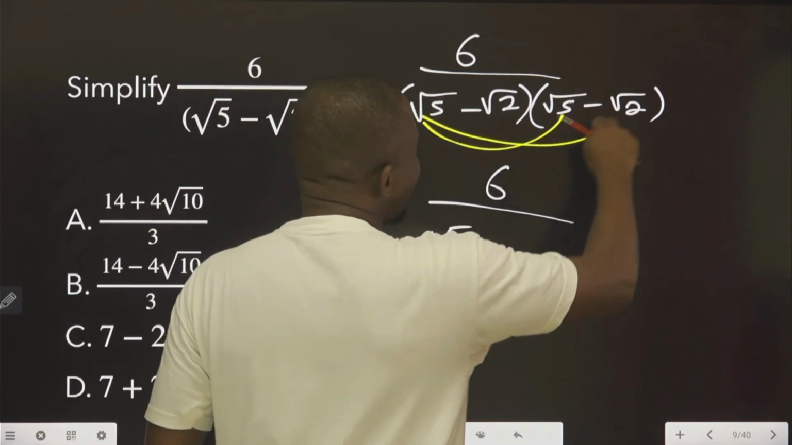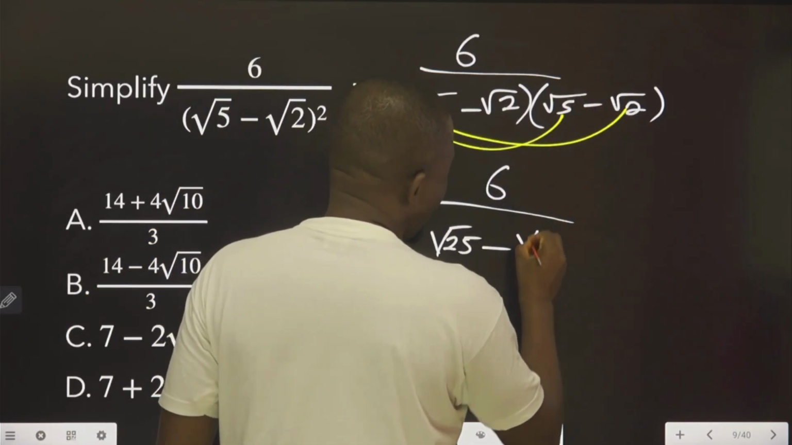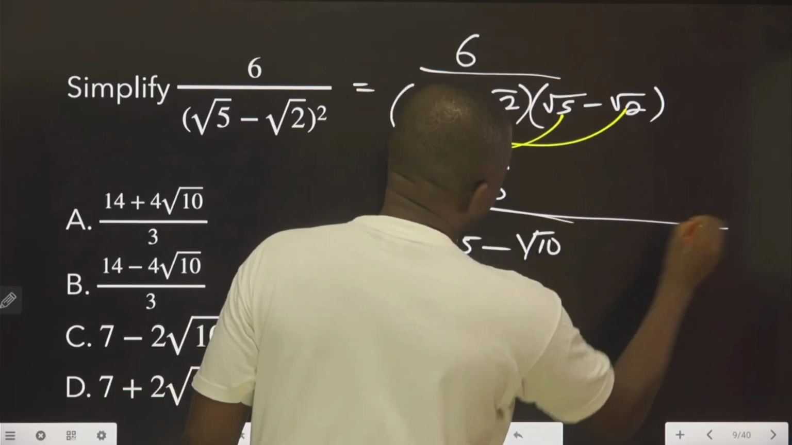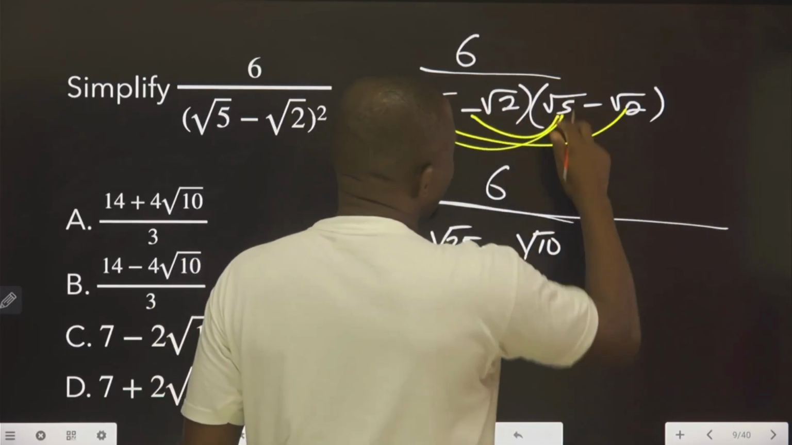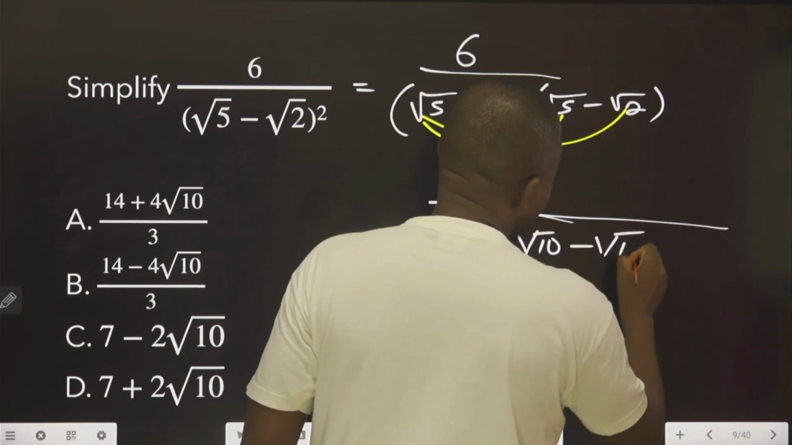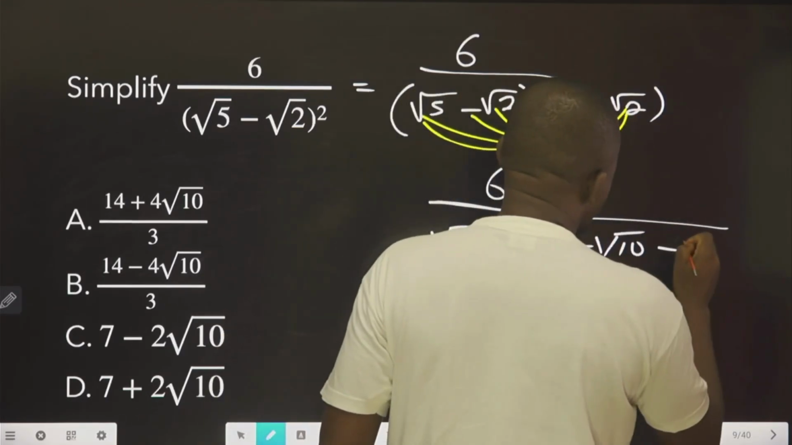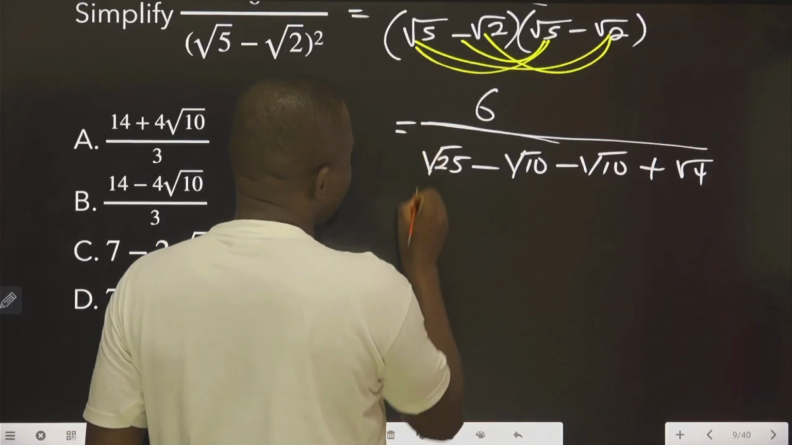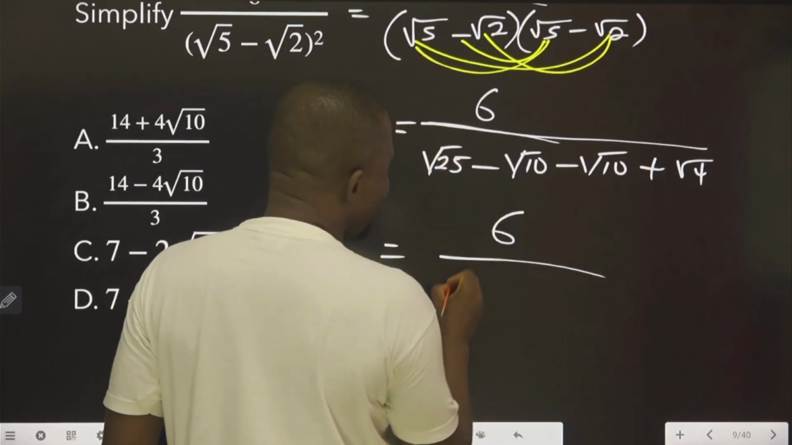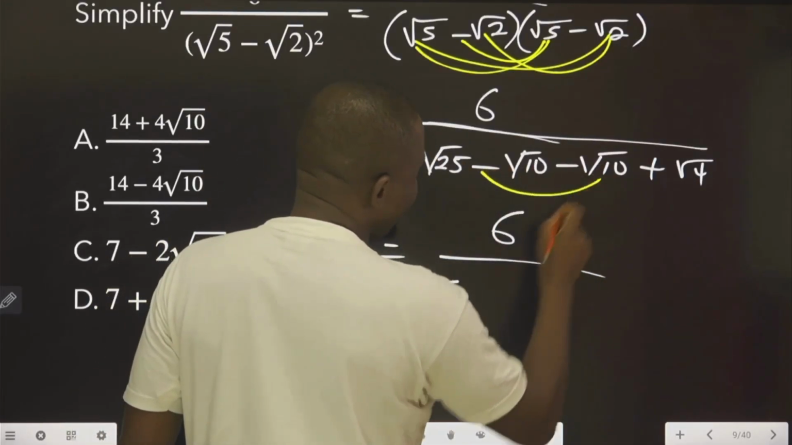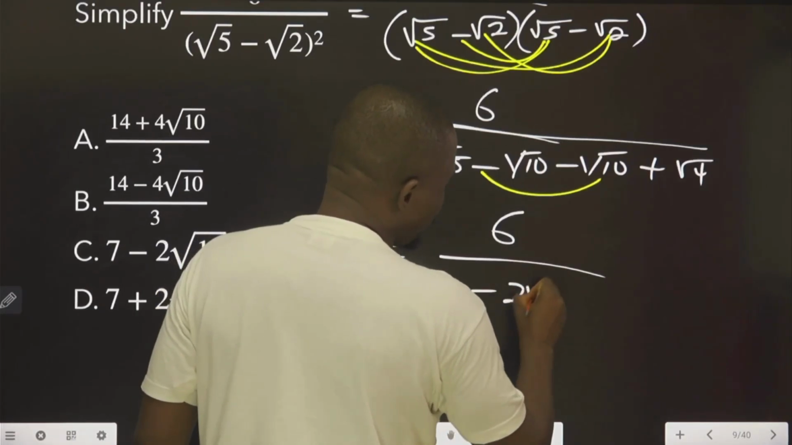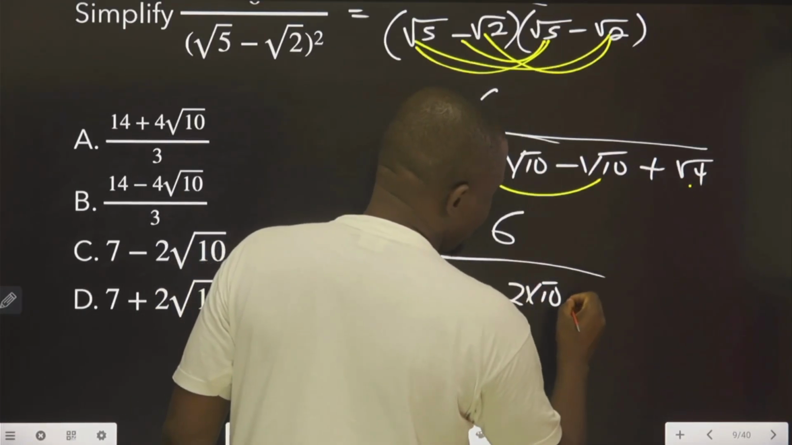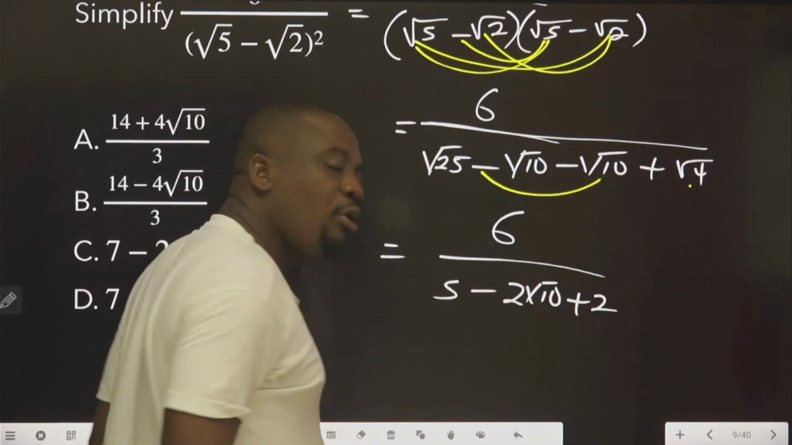Then I multiply this by this, have minus square root of 10. We continue. This and this will give us minus square root of 10 again. This and this will give us plus square root of 4. You agree with me, if you solve this now, you are going to have, here we give us 5. These 2 will give us minus 2 square root of 10. This will give us plus 2. The square root of 4 is 2.